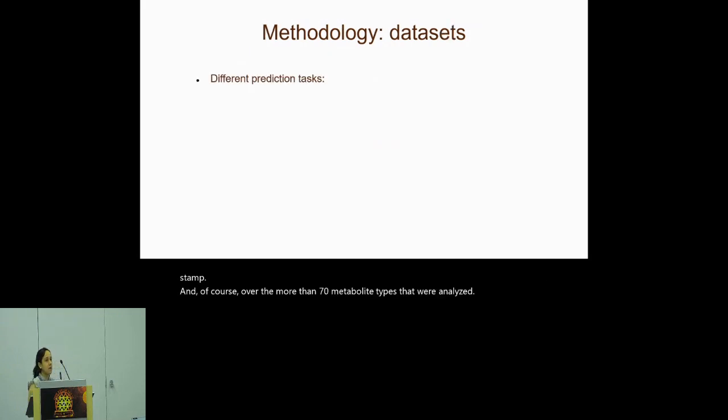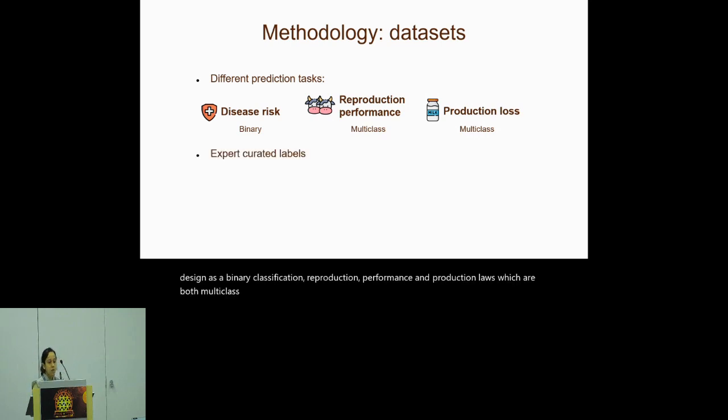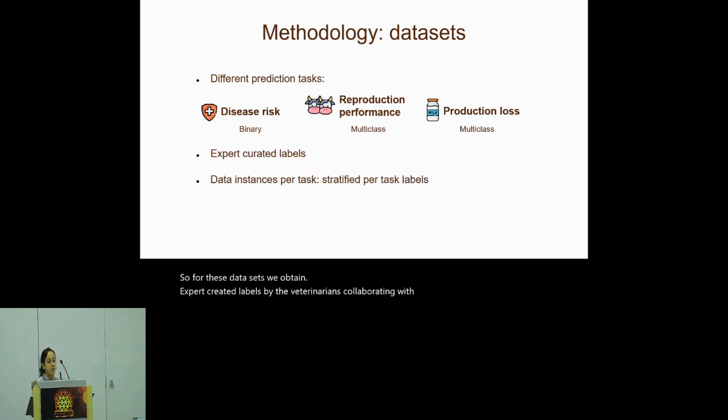Our data sets actually cover 3 different prediction tasks. Risk of diseases, which we designed as a binary classification, and reproduction performance and production loss, which are both multi-class classifications. For these data sets, we obtained expert curated labels by the veterinarians collaborating with us. And for these data set instances, we stratified the labels per task and applied a split of 60% for training, 20% validation, and 20% test.